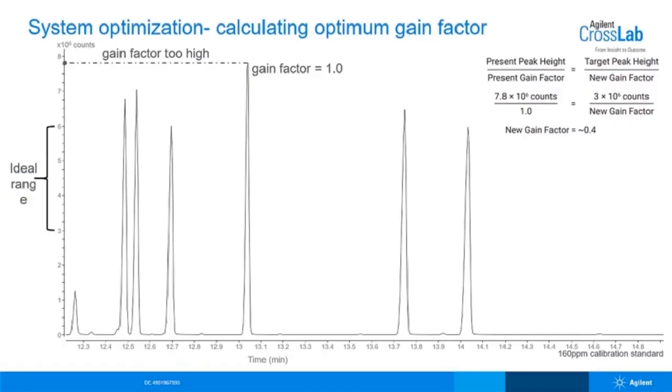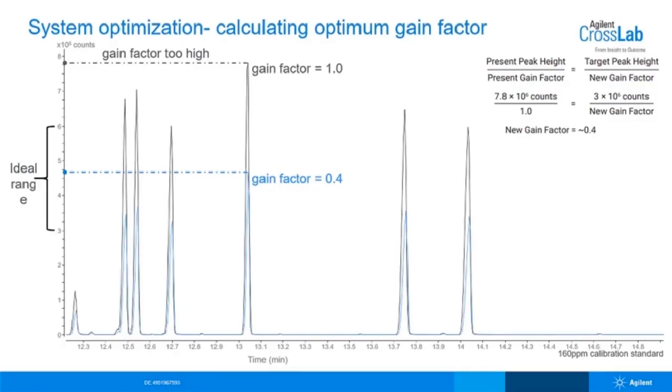Input the current peak height in counts, so that's about 7.8 million counts, divided by the current gain factor of 1. And we set that equal to our target peak counts of about 3 million over our new gain factor. Rearrange it, and we get the new gain factor of 0.4. So let's try the gain factor of 0.4, and our peaks are in the ideal range, and right in the middle pretty much.